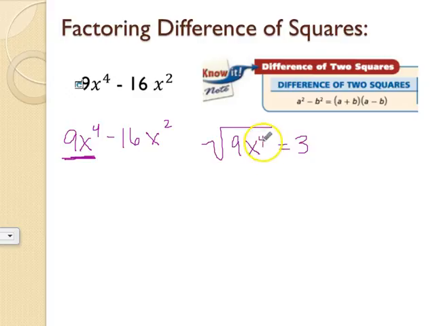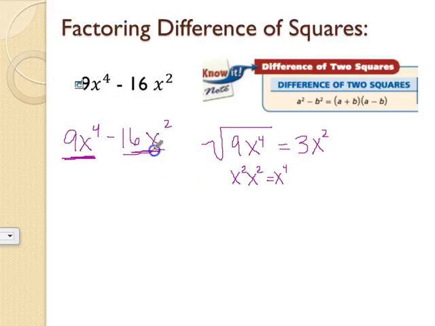What times itself will give us that x to the 4th? So remember, anytime we multiply the same variables, we add the exponents. So if we want to get 4 as our product, then we would have 2 plus 2. So the square root of x to the 4th is going to be x squared.